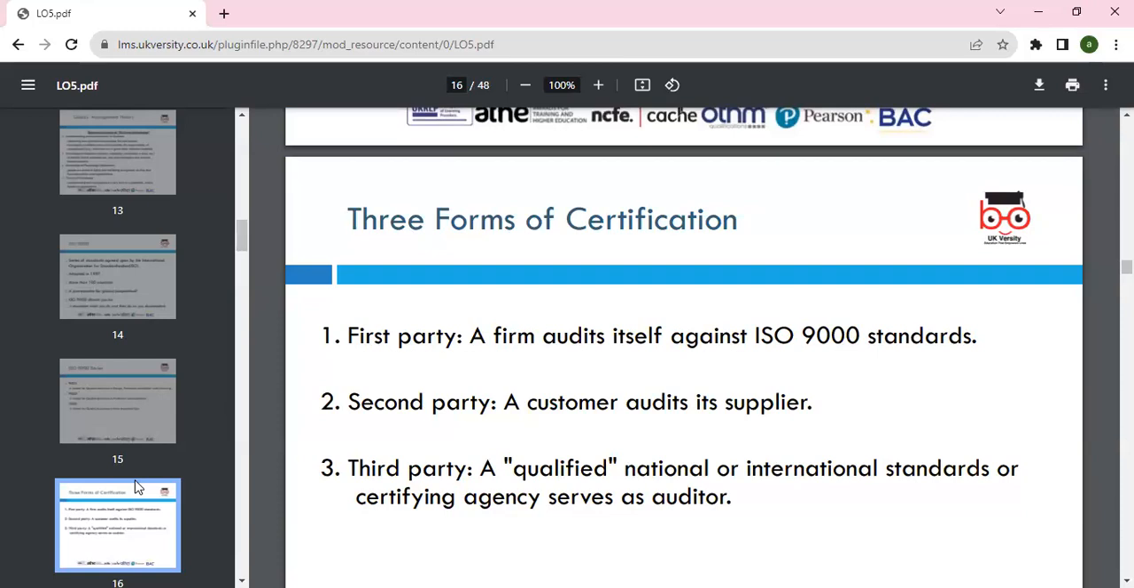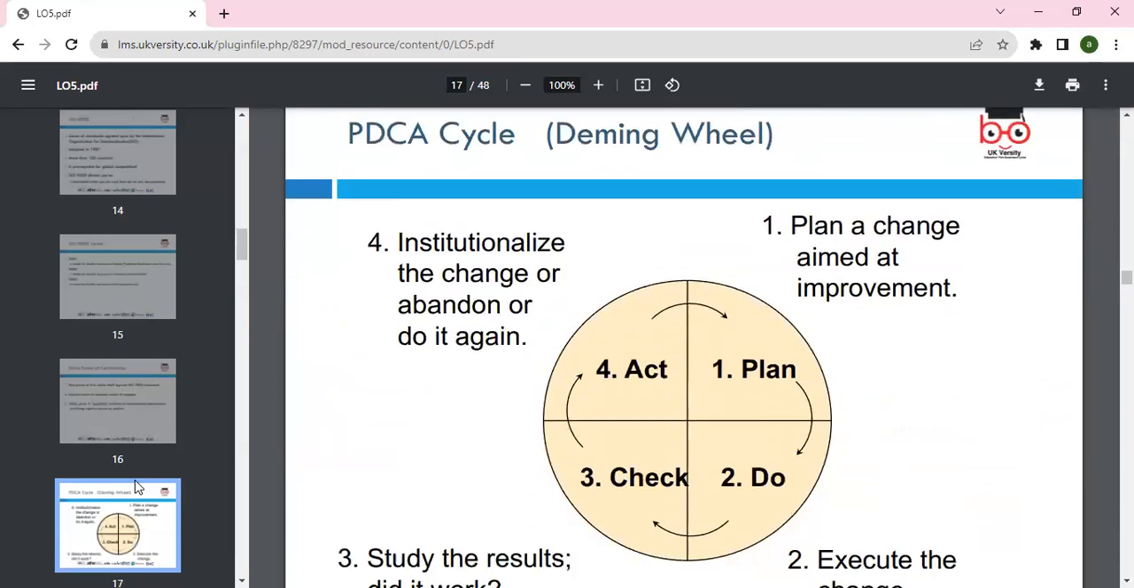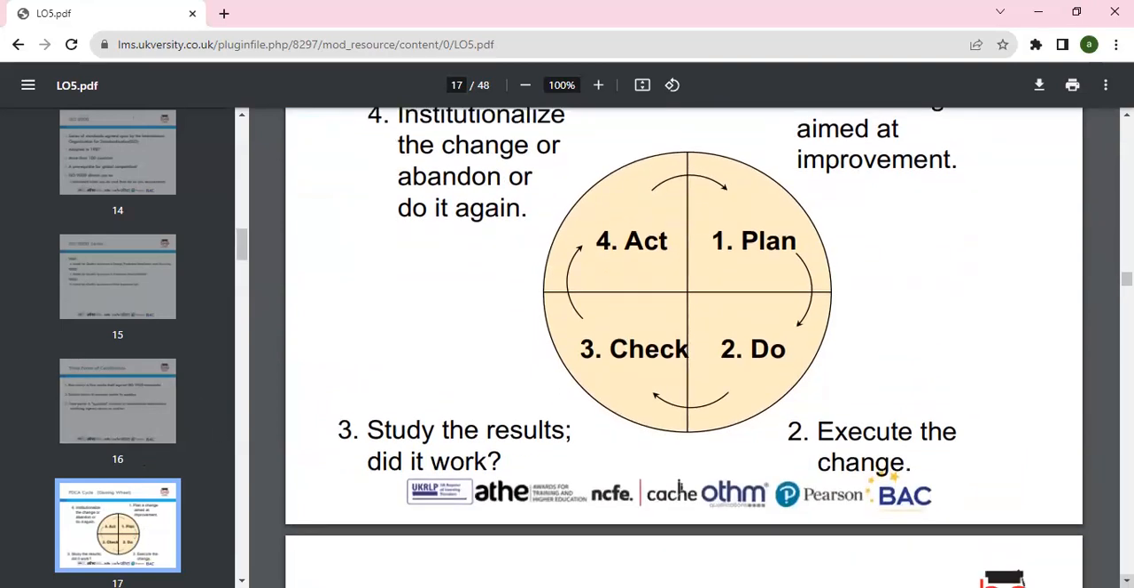So first party audit is itself against the 9000 standard, second party is customer audit, and the third party is qualified national and international standards. So PDCA, given by Deming, is called plan, do, check, and act. We can plan a change, we can execute, and then we can study the result, and then we can institutionalize change in the organization.